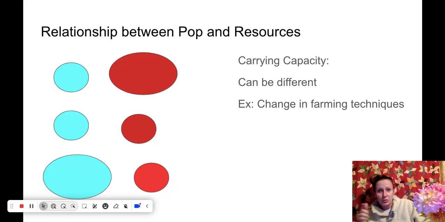So, final part of this here. You want to know also the relationship between the population and resources. And there's basically three ways that could happen. So imagine that the blue, what is that, teal, sky blue, whatever you want to call that, those circles represent population. All right. The red circles, they represent resources. Now, one is not necessarily better than the other because it can change. But at times, one will be better than the other.